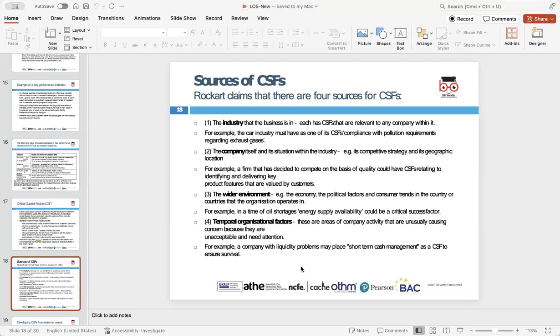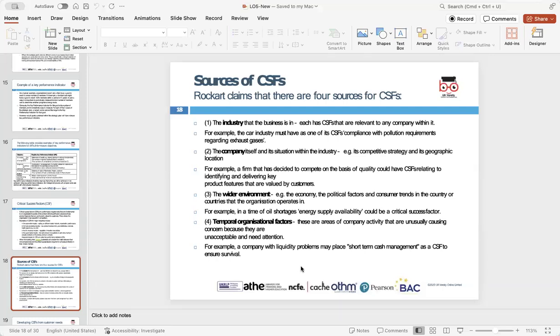Third, the broader environment, including economic conditions, political factors, and consumer trends plays a role. For example, in times of energy shortage, ensuring a stable supply of energy could become a critical success factor for many companies.